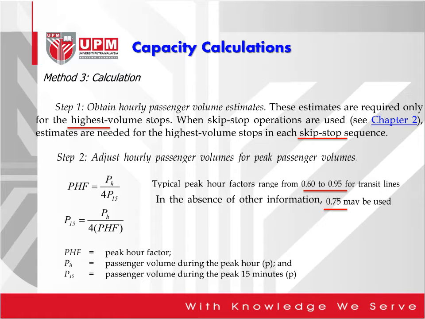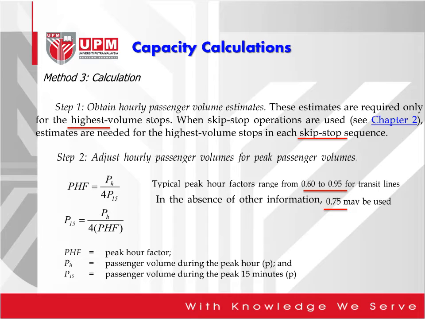Method 3 is based on calculations, which consist of a number of steps. Step 1, obtain hourly passenger volume estimate at the busiest stop. Say, for example, along one bus route there are 10 bus stops; we only station at the busiest bus stop, which has the highest volume of passengers.